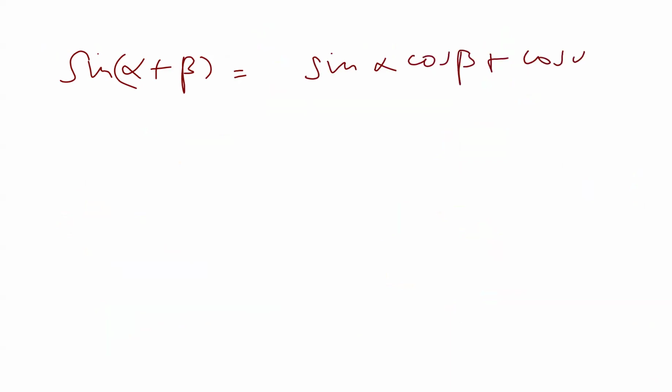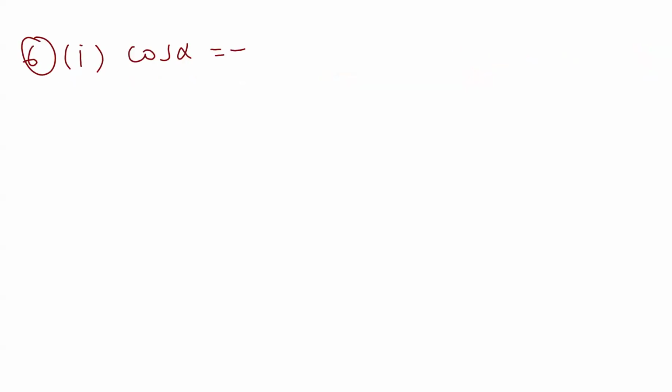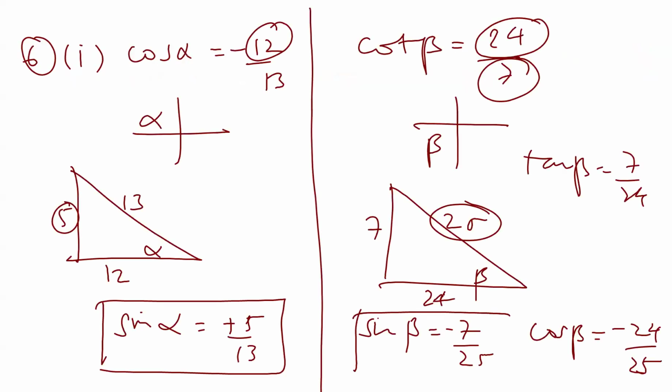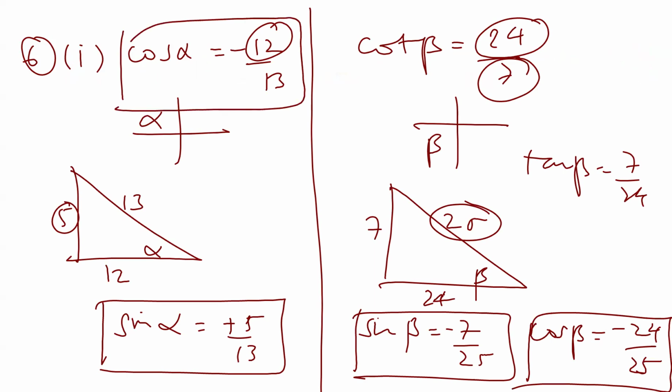Now first we are going to calculate sin alpha plus beta, which is equal to sin alpha cos beta plus cos alpha sin beta. All these values we have already calculated using the triangle method. Sin, cos, all the values we have, so you can put it in the formula and get the answer.